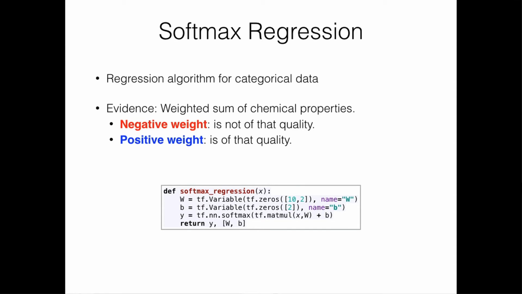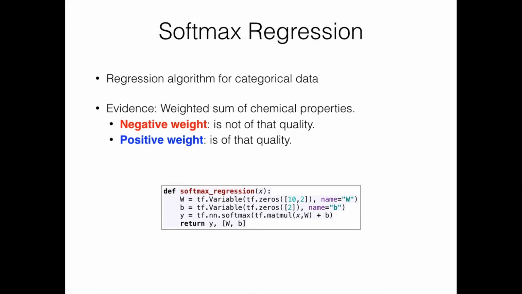The model we chose to use is called softmax regression. This is similar to linear regression, a little more complicated, but it's a good algorithm for categorical data. It's a way of adding up the evidence that one feature is of a specific category. So the weights are given a negative weight if it's not of that category, if it's not good or bad. And positive weights are given if it is of that category. And here at the bottom, this is how softmax regression works.